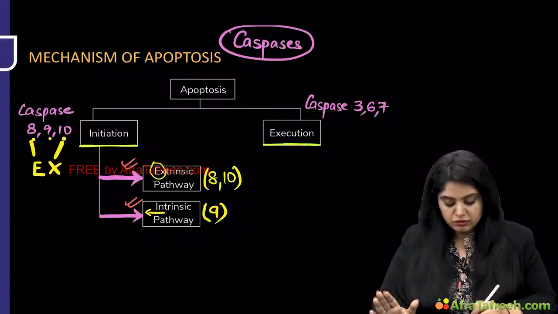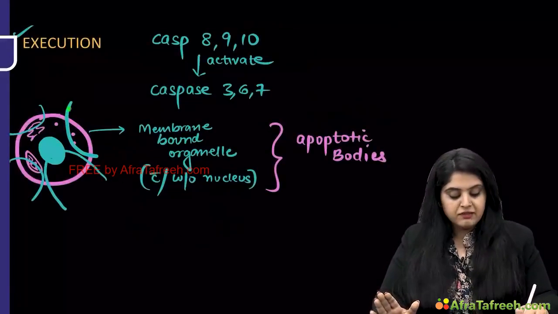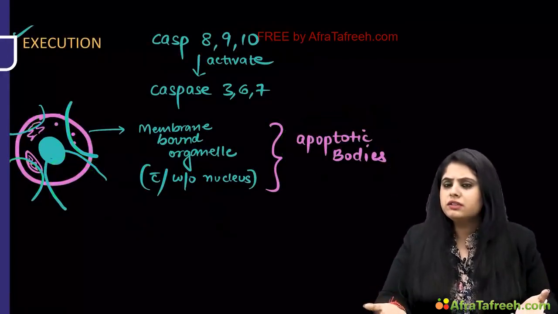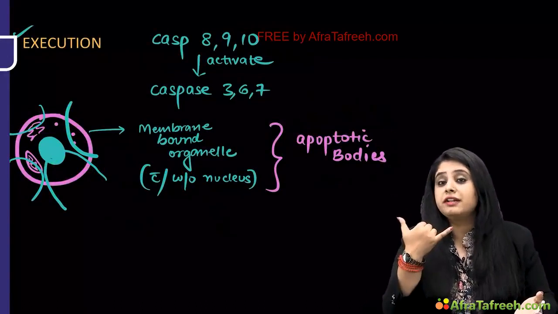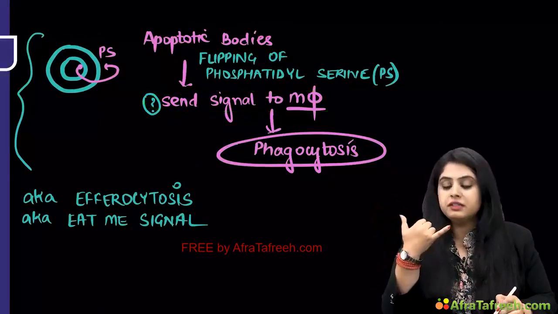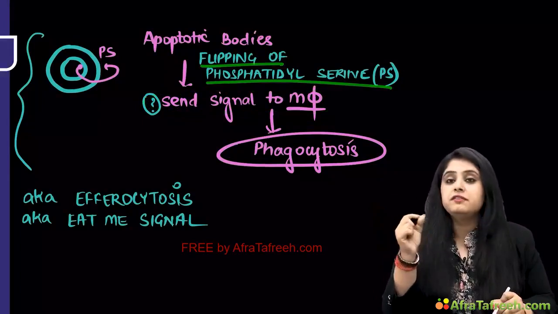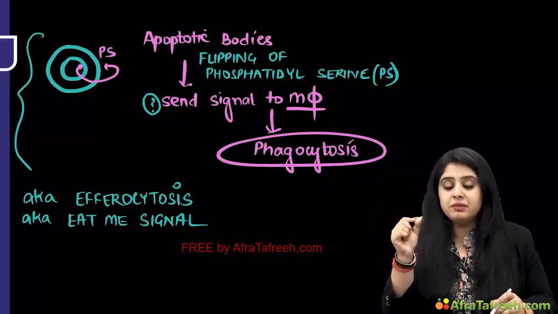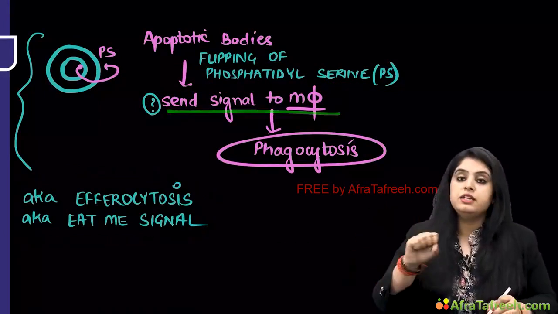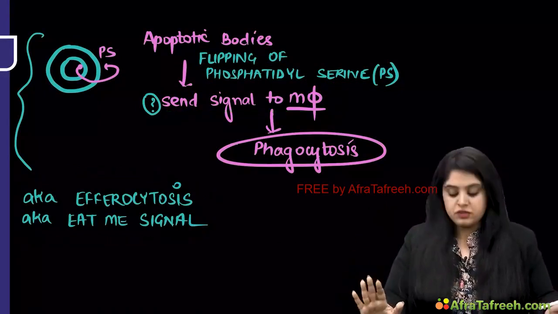When execution is done, the cell will start breaking off into bits and pieces known as apoptotic bodies. How will you kill these apoptotic bodies? You will send a signal to the macrophages. How do you send a signal? You send an eat me signal. Flipping of phosphatidylserine happens, and that is also known as efferocytosis. Macrophage will come, will eat it, and the story is finished.